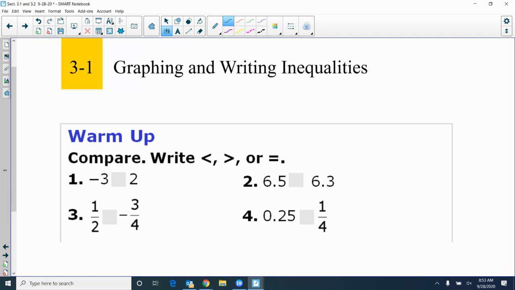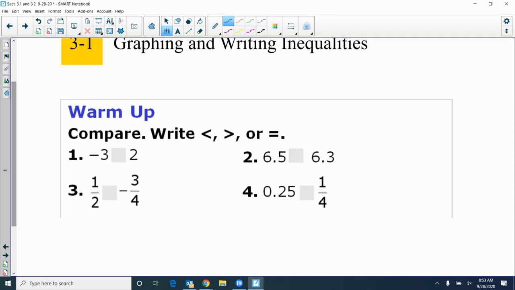Hey, listen up. This whole chapter deals with inequalities, which means less than, greater than, and also with solving inequalities like we did with equations. It's a good transition from equations. If you did well with equations, you should continue to do well. If you needed a little extra help, this should give that to you.